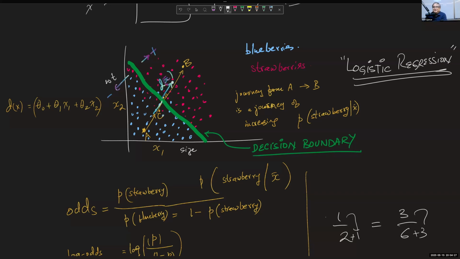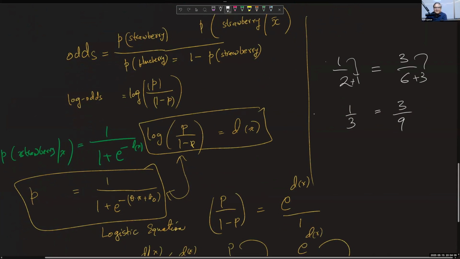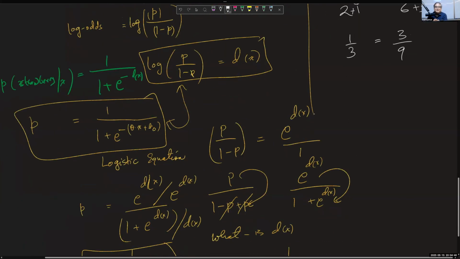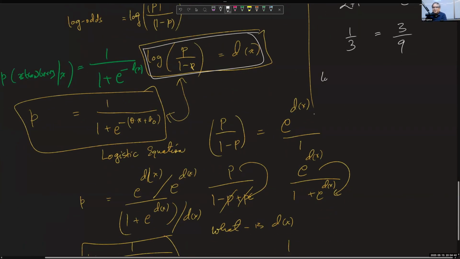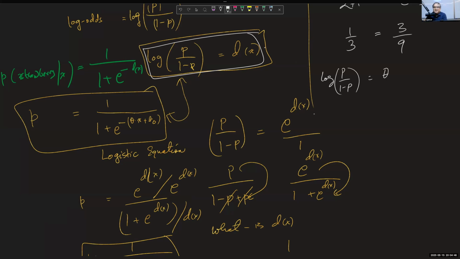And actually, there is a justification for it. There is such a theory as generalized regression. And generalized regression says that whenever you can write, like in this particular case, look at this equation. This equation is log of p over 1 minus p is equal to theta: distance, by now we know, theta naught plus theta 1 x1 plus theta 2 x2.